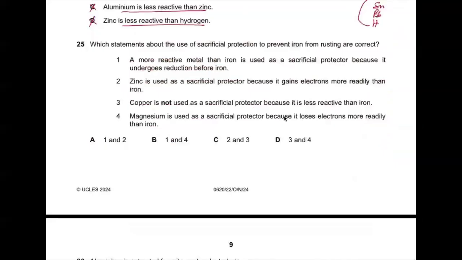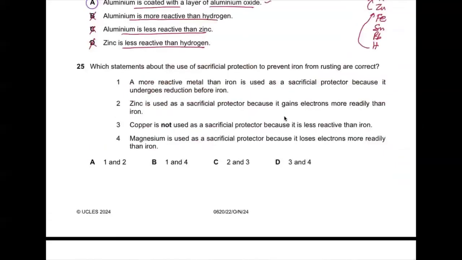Now MCQ number 25. Which statements about the use of sacrificial protection to prevent iron from rusting are correct? Number one, a more reactive metal than iron is used as a sacrificial protector because it undergoes reduction. That is fine, but not reduction. It undergoes oxidation more quickly than iron, right? So statement one is wrong.